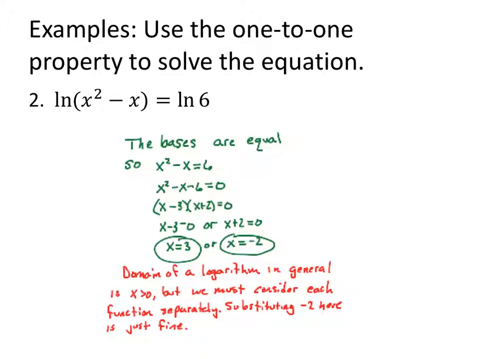If the natural log of x squared minus x equals the natural log of 6, they're both natural logs. So I can just solve x squared minus x equals 6. Anytime I'm trying to solve a quadratic, I'll get it equal to 0. Once I get it equal to 0, I'm going to factor. I'm going to check and make sure I factor it correctly. I'm going to set each factor equal to 0.